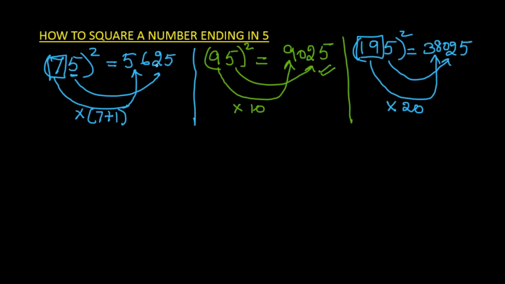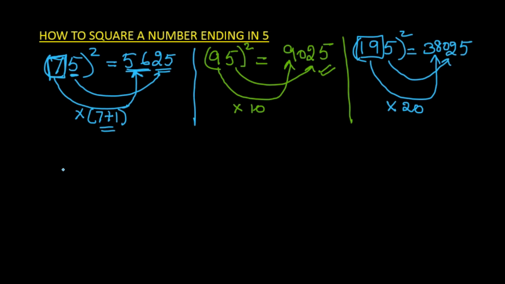So you always have to put 25 in your product, which will be given by squaring the 5. The number that is formed by the remaining digits will have to be multiplied by 1 more than that number, and the product of that will form the initial digits of the product.